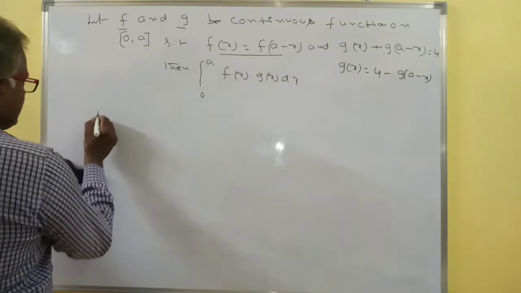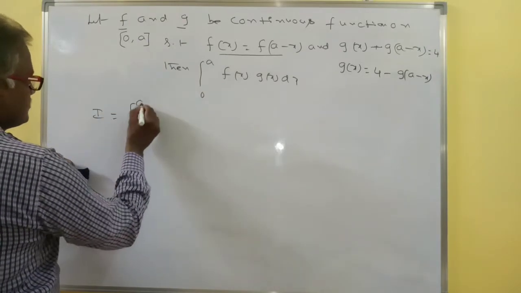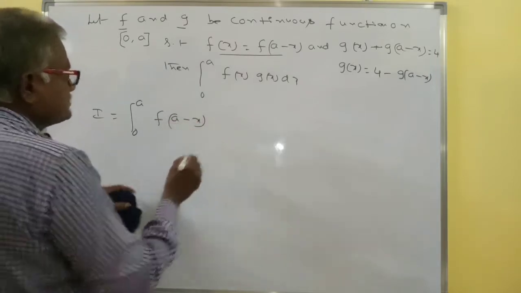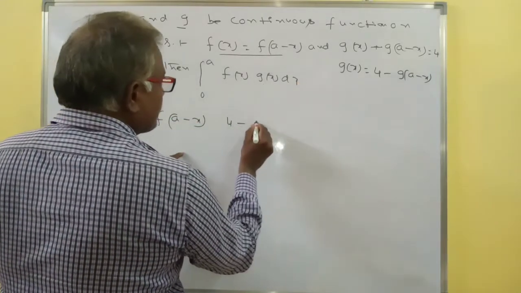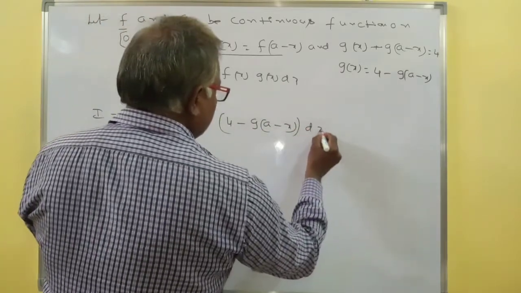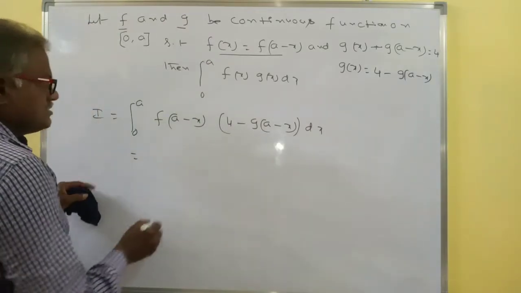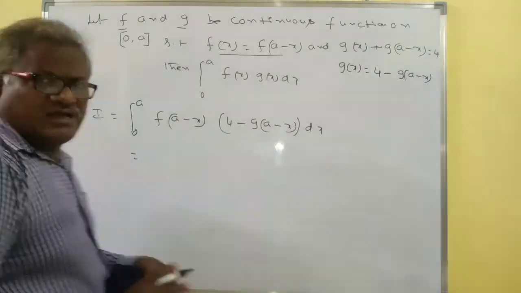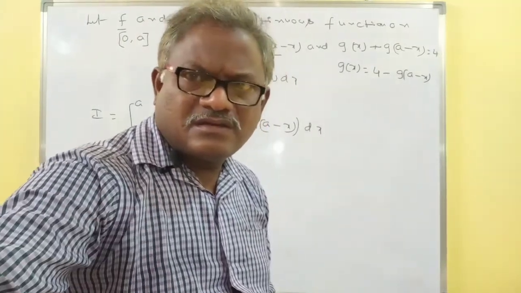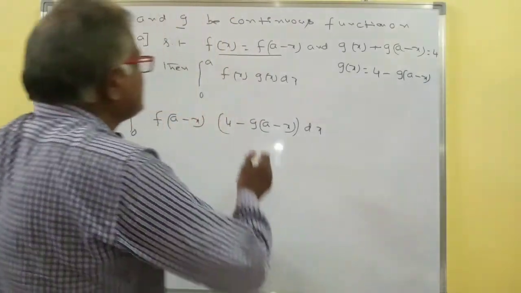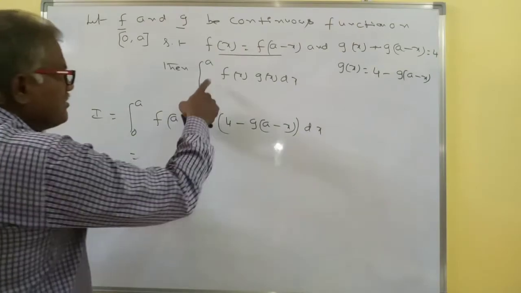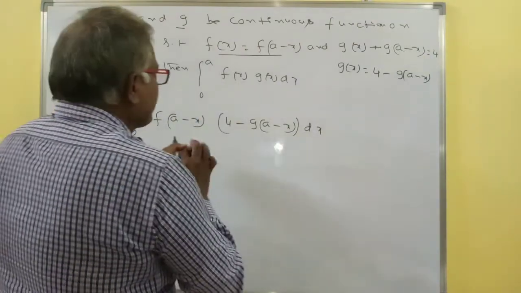Now just we have to substitute in that one, 0 to a. What about f of x? Here f of a minus x. What is g of x? 4 minus g of a minus x dx. Okay. Now just what we have to do is simply multiply those functions. You see, here f of a minus x is there, g of a minus x is there. That's why simply we have to write the property for this one.